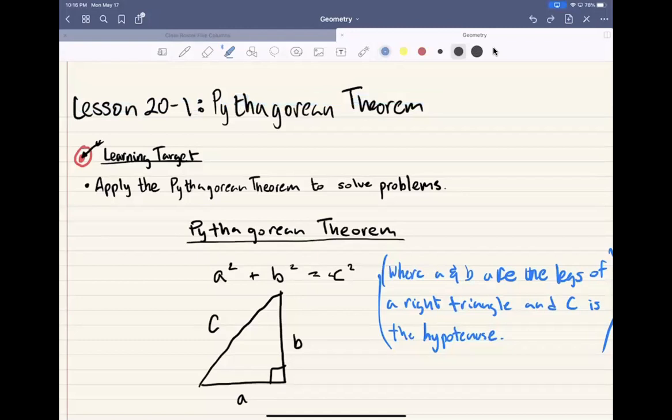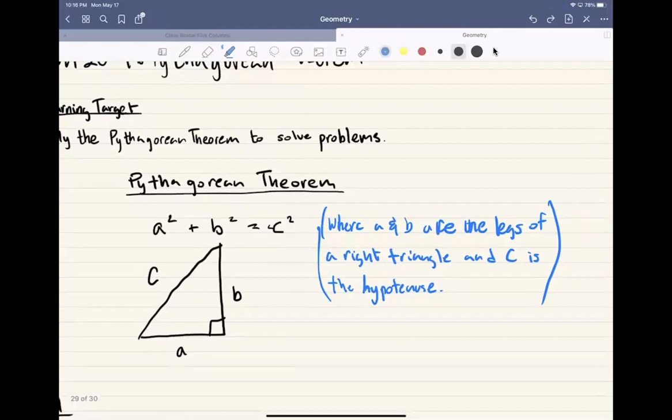This is an important theorem that you need to know. It's a very fundamental thing in math. Our learning target for today is to apply the Pythagorean theorem to solve problems. What is the Pythagorean theorem? The Pythagorean theorem is a squared plus b squared equals c squared.